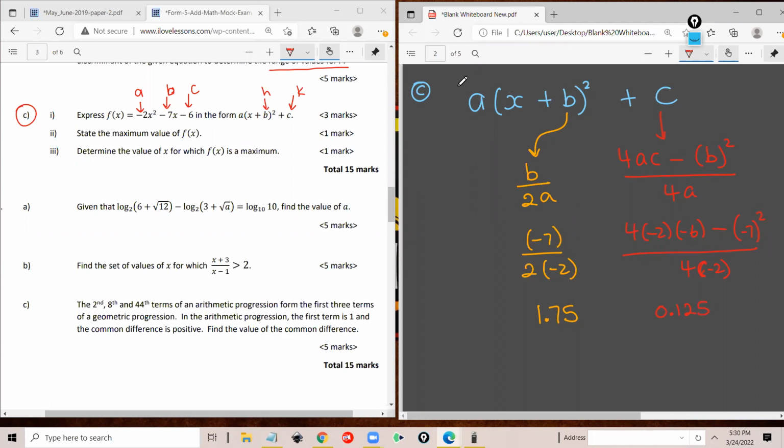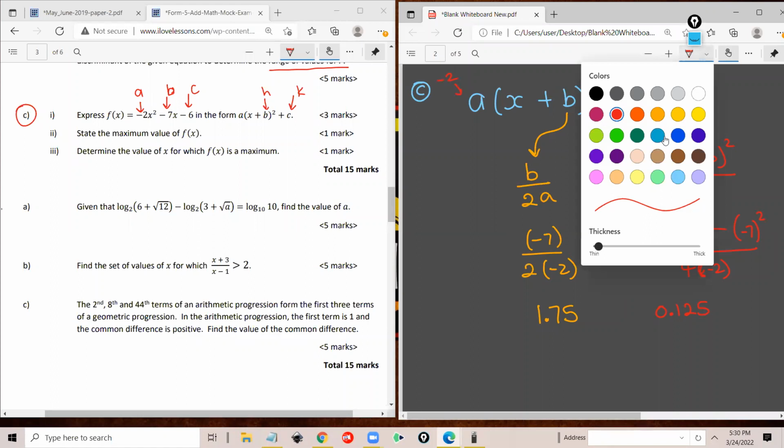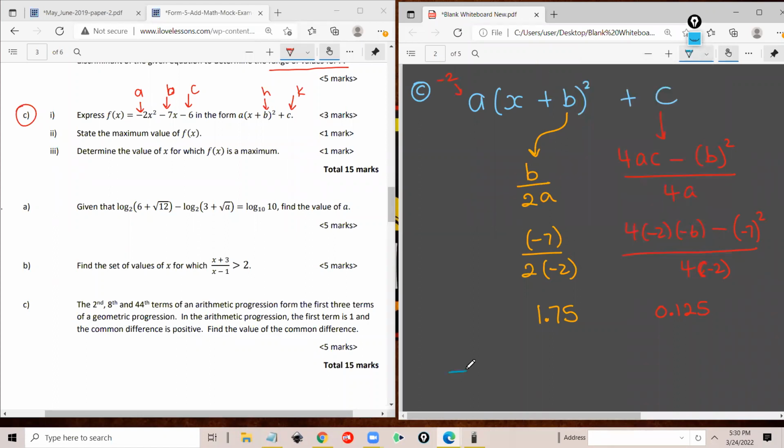All right, and we know A is how much here? -2. So my final answer for this will look something like this. I would put -2, open brackets, x plus 1.75. It's up to you whether to put the fraction here or not, plus 0.125. All right, so let me know when you finally got it, right? And of course, feel free to move on to the next part.